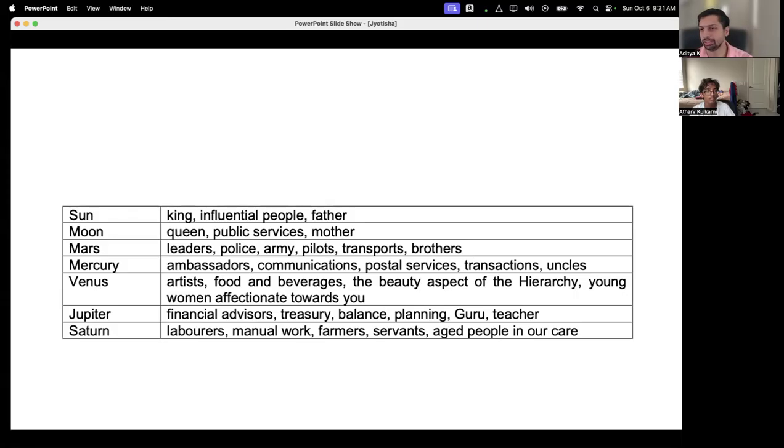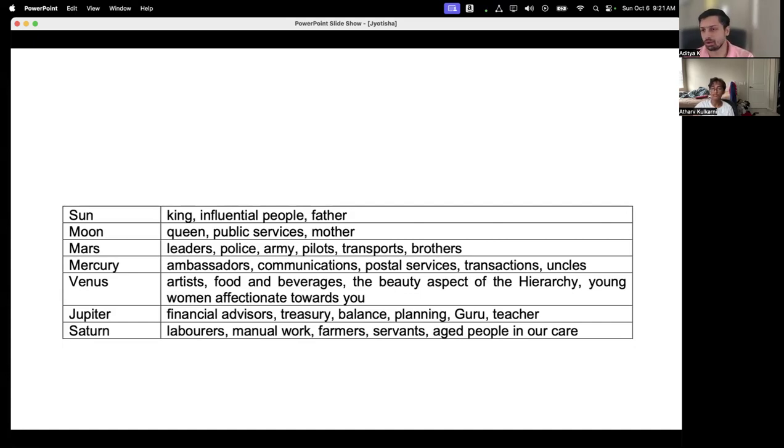Mercury, anything to do with communication, very simple. Reading, writing, typing, printing, anything to do with books, anything to do with your iPad, with your computer, with programming, development, anything where you need to write or read something is governed by Buddha or Mercury. Okay, letters, all of those things.